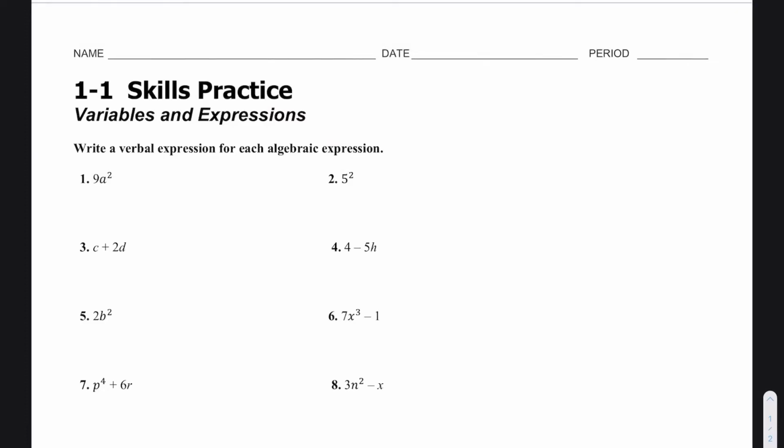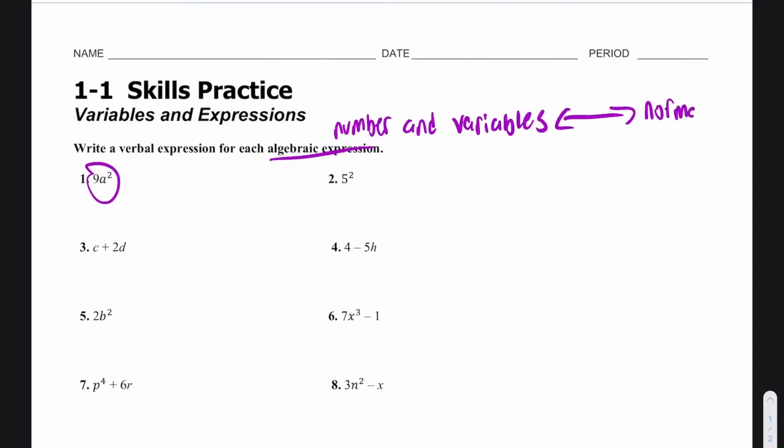Today we're going to talk about going from algebraic expressions. Algebraic expressions are numbers and variables. And we're going to be going back and forth between numbers and variables and normal sentences. Verbal is the normal sentence part. Algebraic are the numbers and variables.